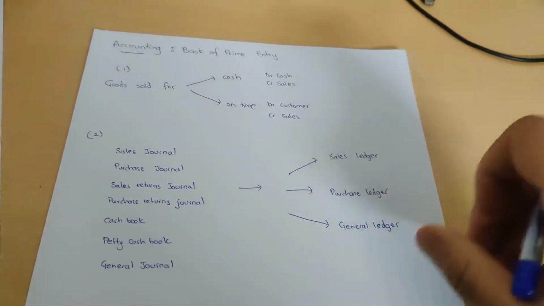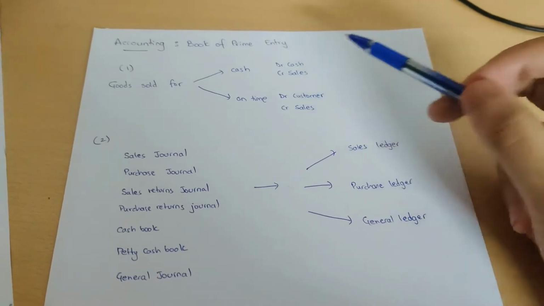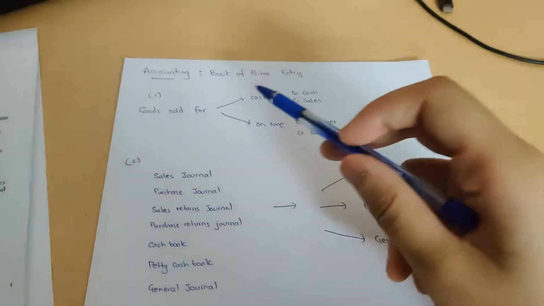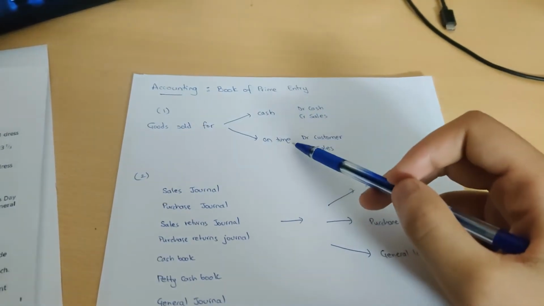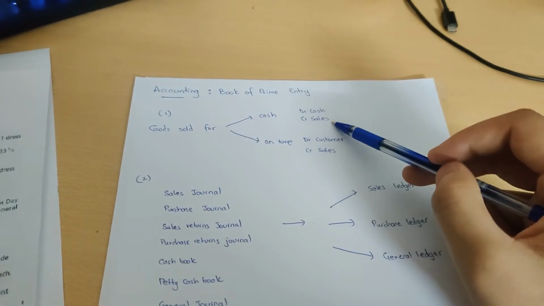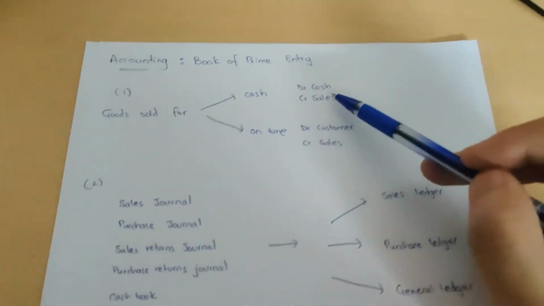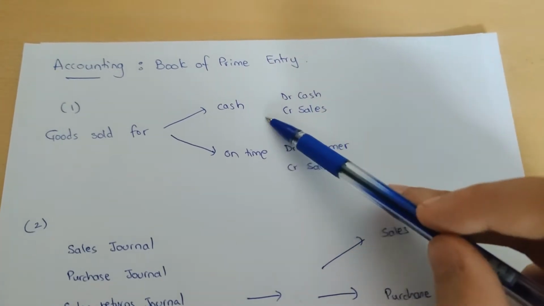Hello and welcome to today's lesson where we're going to be covering the topic Book of Prime Entry. Now, previously we studied that goods can either be sold for cash or on time. Okay? So whenever you sell goods, you know that goods are leaving you, right? And whenever goods are leaving you, credit sales and debit cash because you got money for it.